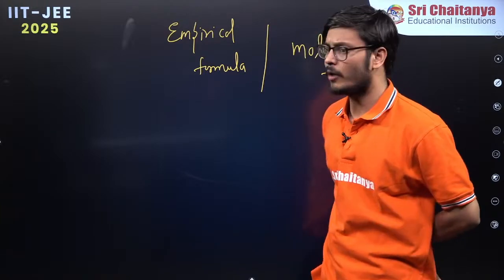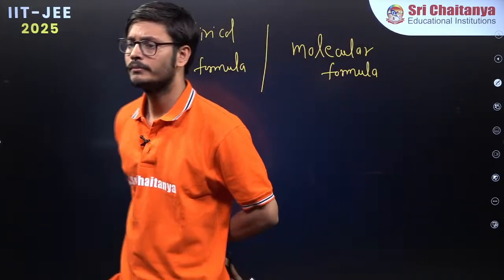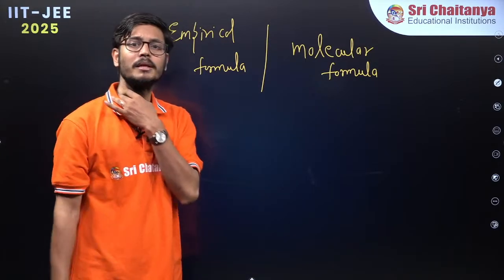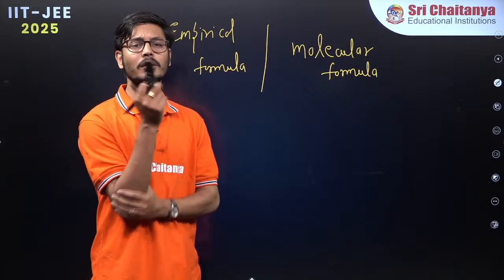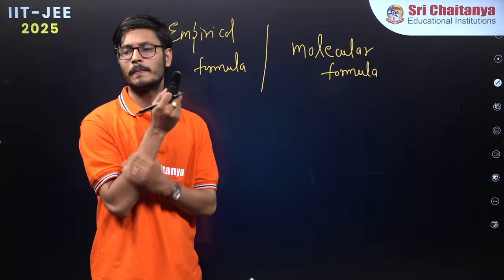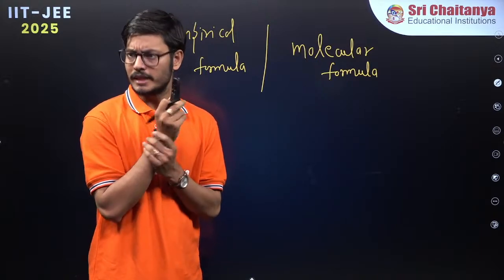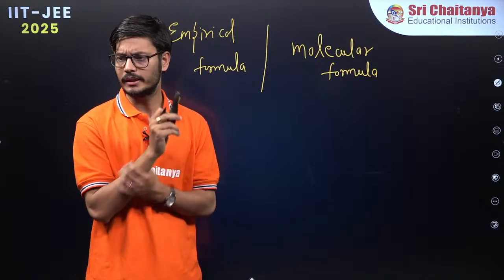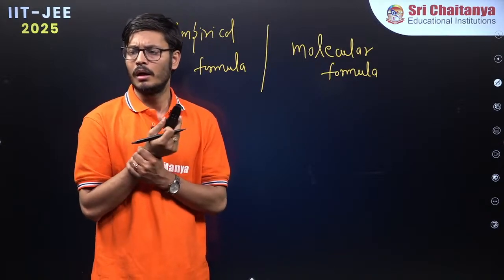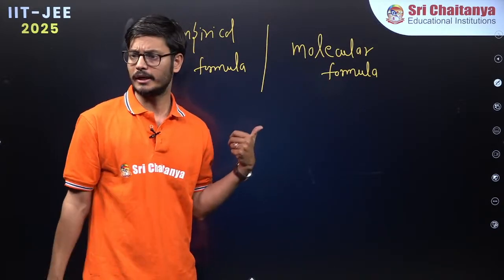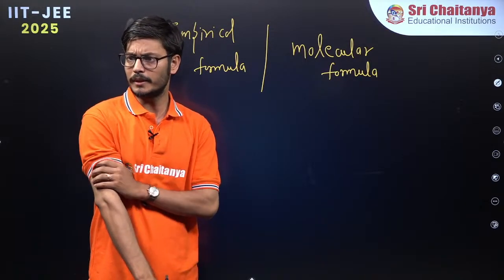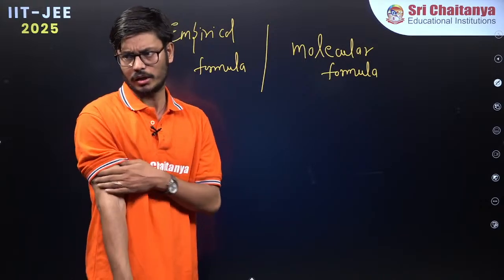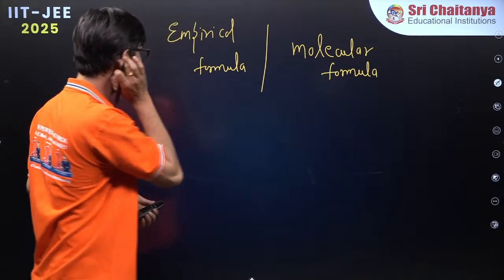Anybody can give me the empirical formula and molecular formula? What is the difference between them? Bolo beta ji, what is the difference between empirical and molecular formula? Simplest form of compound. Okay. Anybody else? Can you give me the difference, beta ji? Represents the simplest whole number ratio. Very good, Jitendra. Molecular formula shows the actual number of each type of atom in a molecule. Very good, very good. Okay, so now I'll take one example.